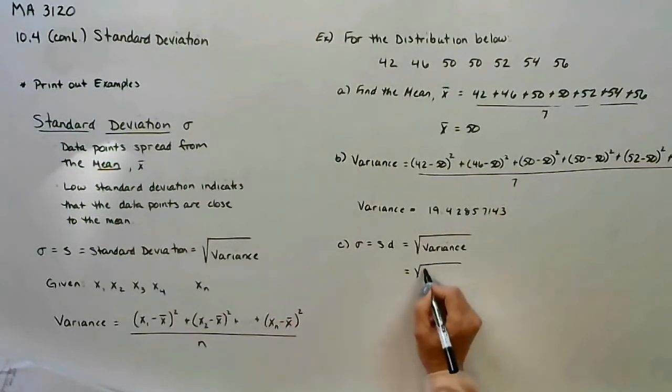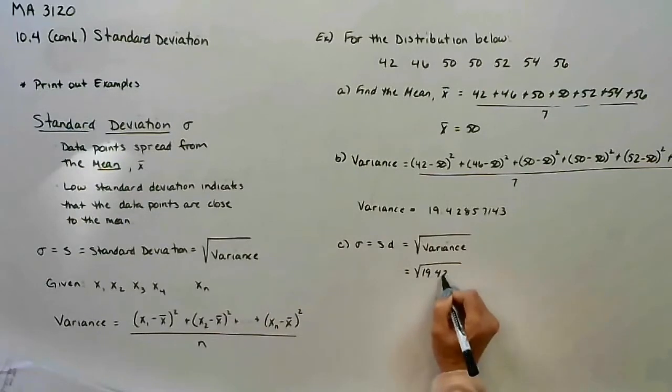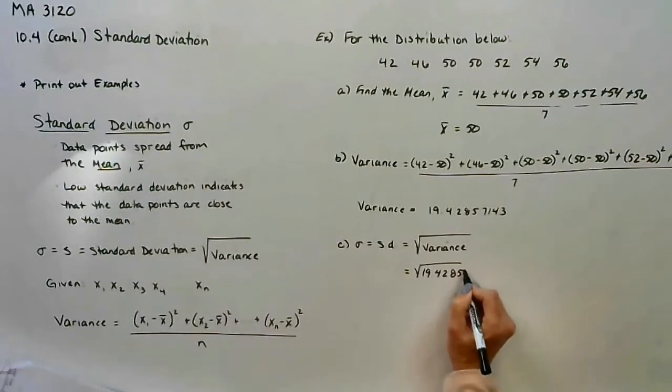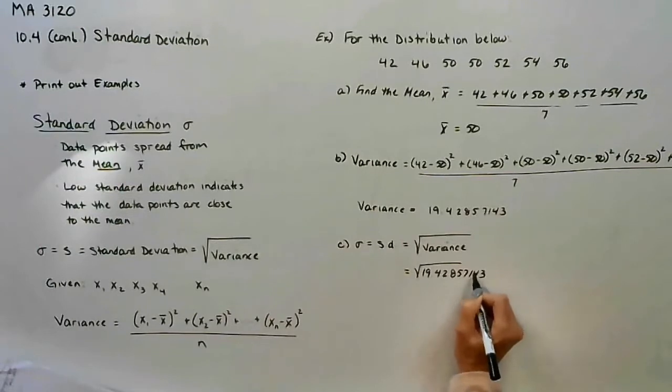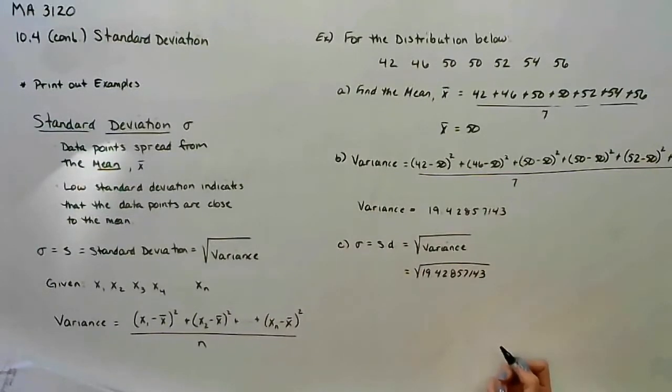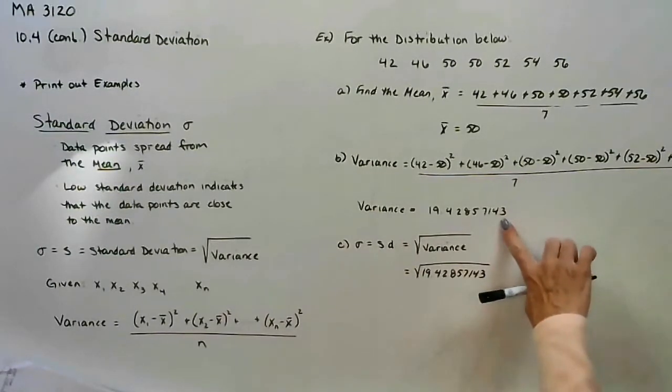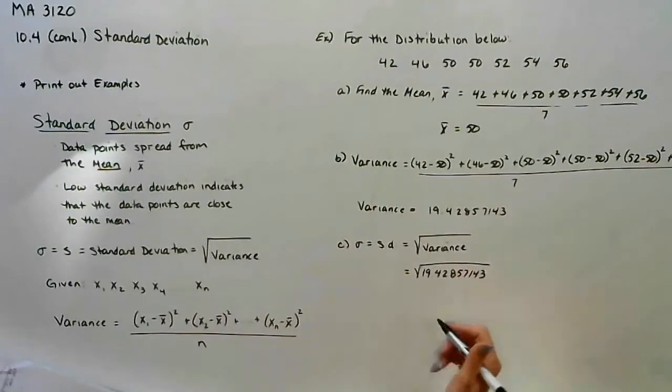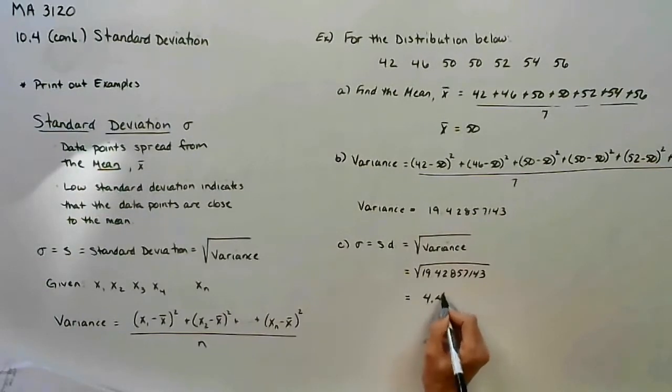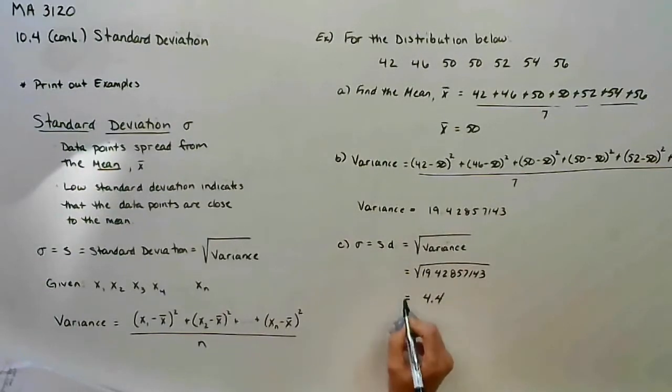Or I, of course, could write this out. And again, the more digits you put in here, the more accurate your answer is going to be. So again, I could take the variance, raise it to the 1/2 power. That's the same as taking a square root. And when I did this, I got about 4.4. So I got the standard deviation, which this author calls S, to be 4.4.